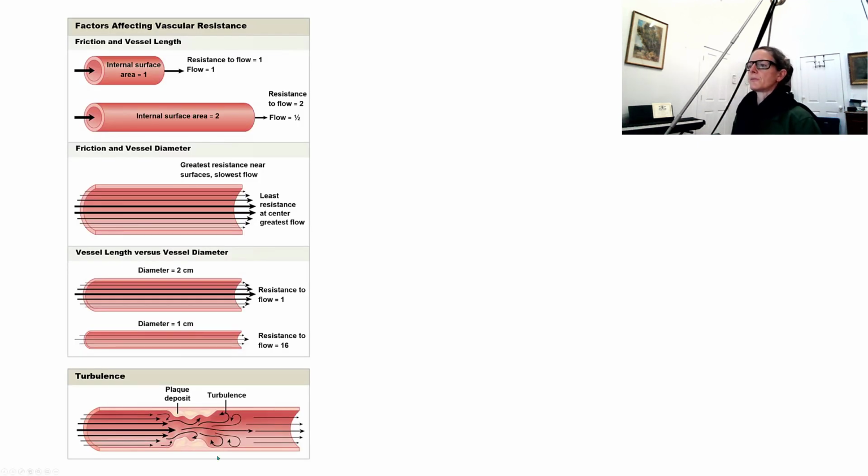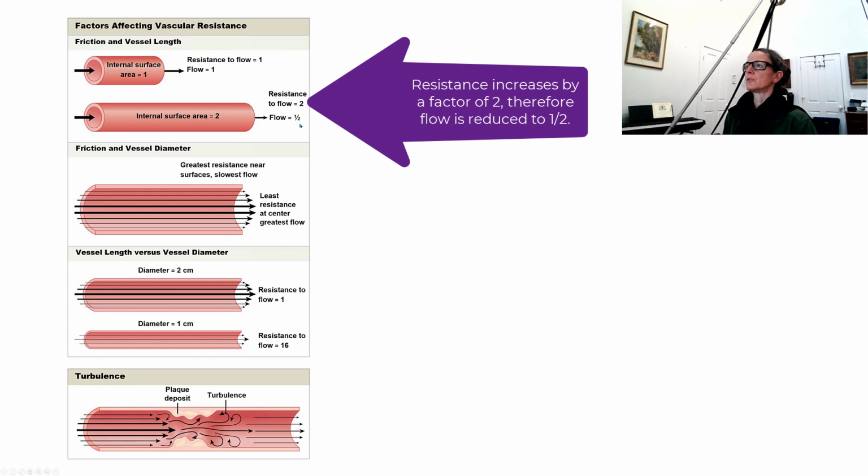So here we have some factors that will affect vascular resistance. One is length. The resistance is going to increase proportionally with the length of the blood vessel. So for example, if you have a blood vessel that has an internal surface area of 1 and the resistance to flow is 1, and then we increase that internal surface area to 2, then the flow reduces to 1/2. So basically by a factor of 2.